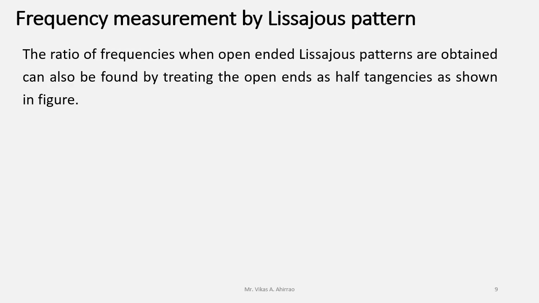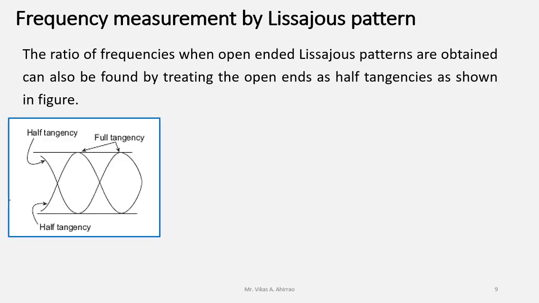If you are having a Lissajous pattern as shown here, which is having an open end at one side, that particular Lissajous pattern can also be used for measuring the unknown frequency. And here, whatever open end is there, that tangency you have to consider as a half tangency. So by this one, there is one half tangency and two full tangencies.